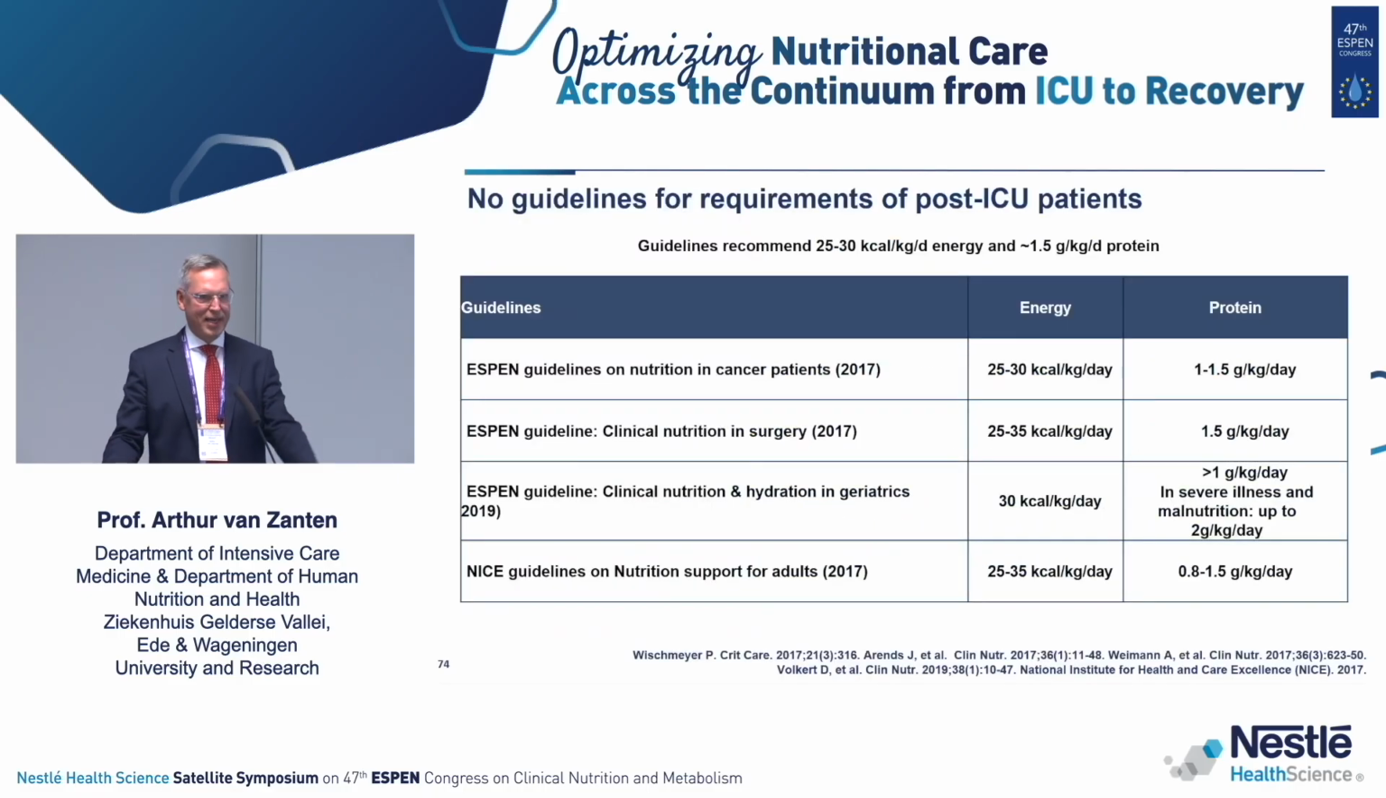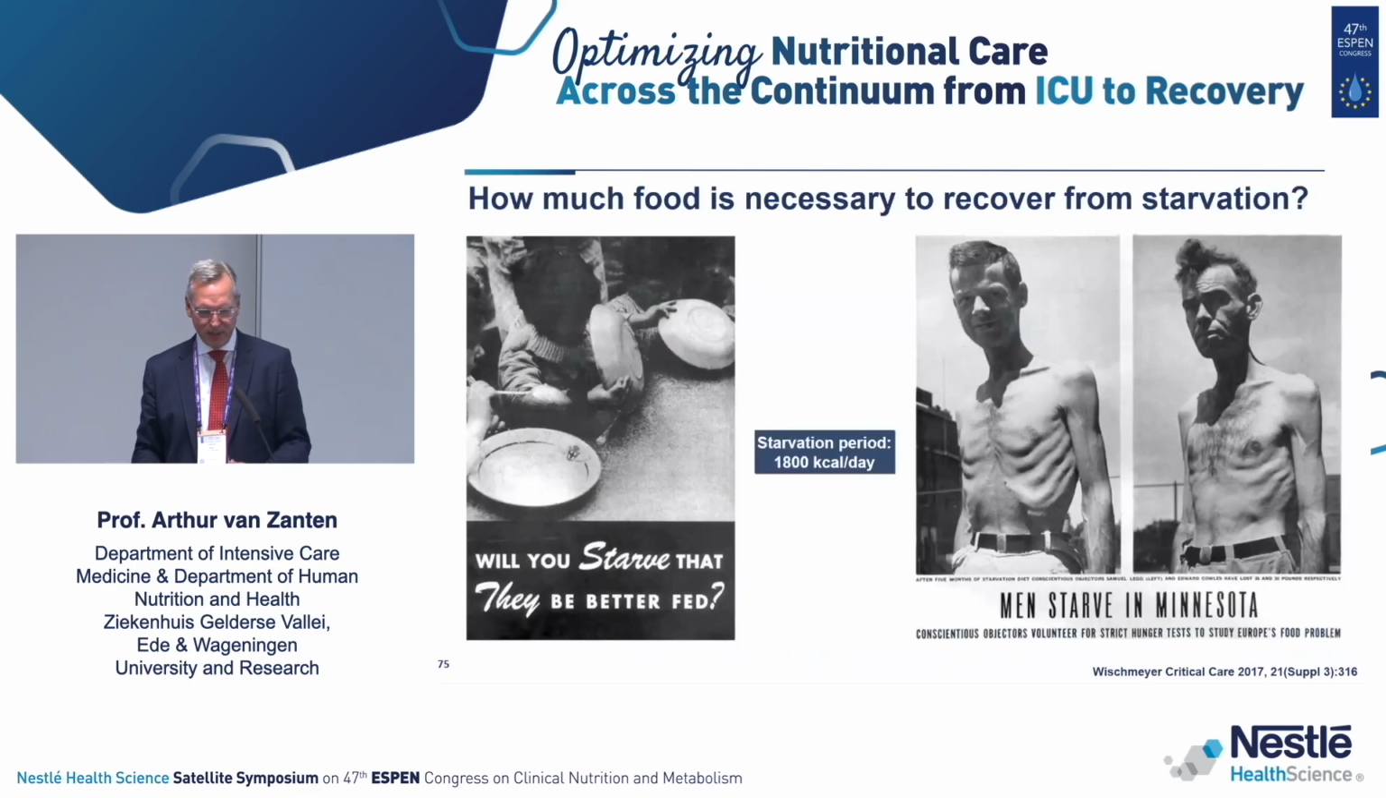Now, we don't have guidelines. And of course, when you look at other guidelines, like in cancer patients, surgical patients, geriatric patients, most of our patients are elderly, you see that the energy goes up to maybe 30 kcal, and also the protein goes up to 1.5 to 2.0 grams per kilogram body weight per day. And that's more than we recommend in the ICU. So after ICU, we have to go up.